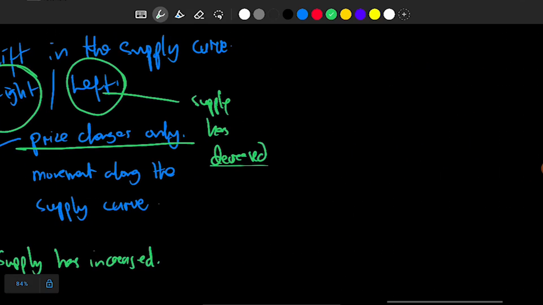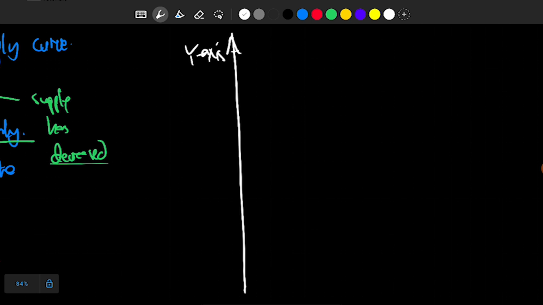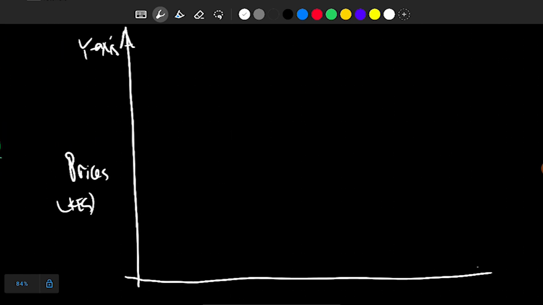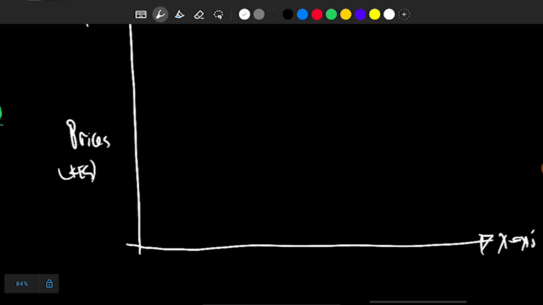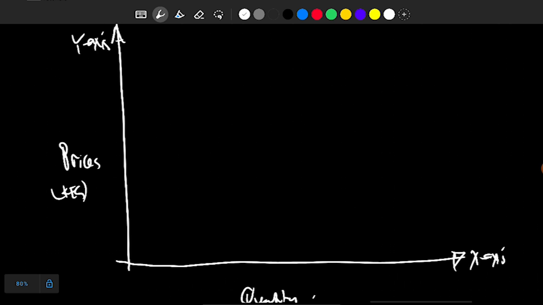Maybe it would be best to see how these shifts occur in the form of a graphical illustration. I will have a supply curve here. As usual, this is the y-axis, the vertical one, which represents prices, and I will have my currency there. Then we have the x-axis, on which we are plotting quantity supplied in terms of number of units. Then our first supply curve is this. This is our very first supply curve.